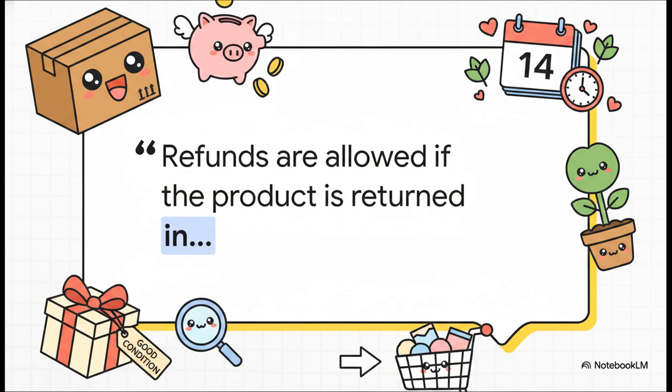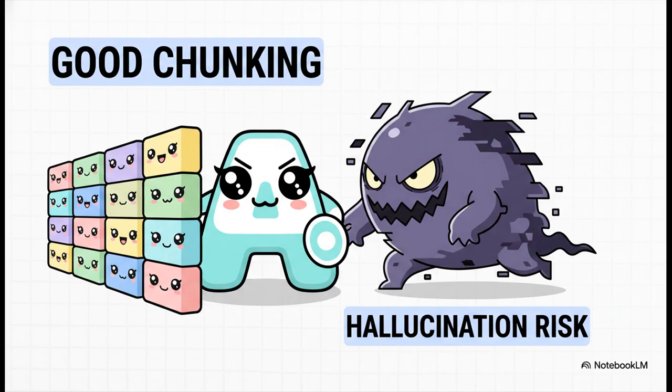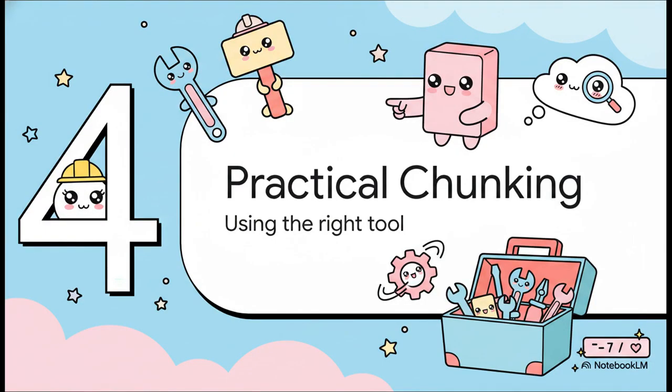I mean, this is a perfect example. If this is the only piece of context the model receives, what is it supposed to do? Returned in its original box, good condition, within 14 days? The model is forced to fill in that blank, and that guess, that's a hallucination. So let this sink in. The crucial takeaway is this. Good chunking is your first and honestly your best line of defense against hallucinations. By giving the model clear, complete, and relevant context, you dramatically reduce the chances of it going off the rails and generating bad information.